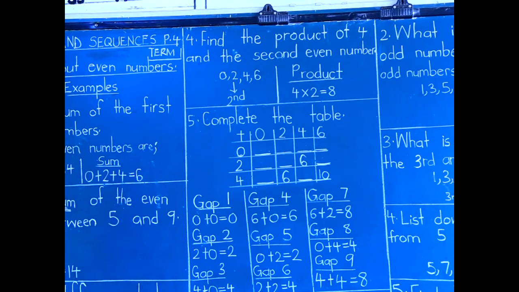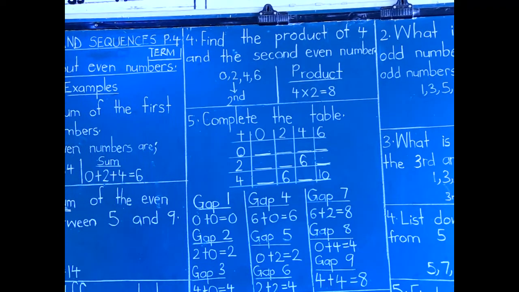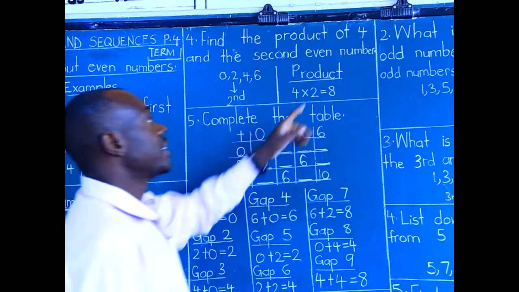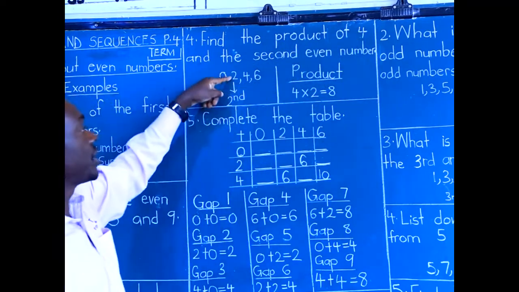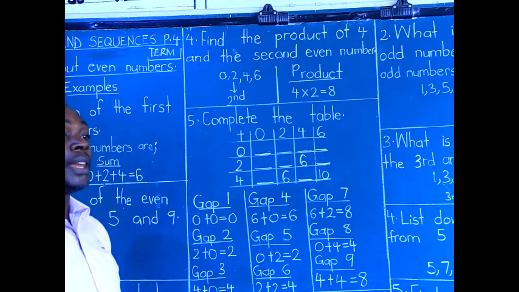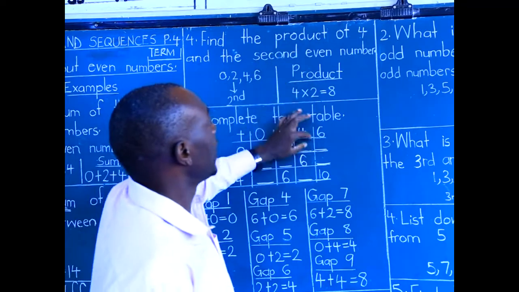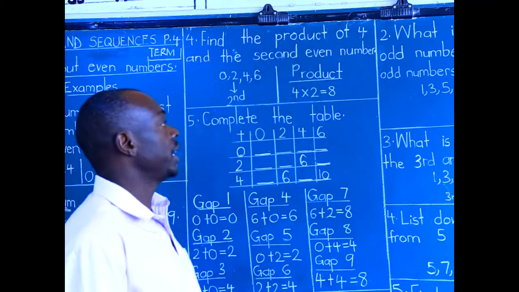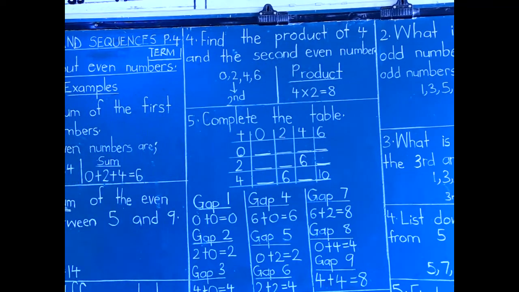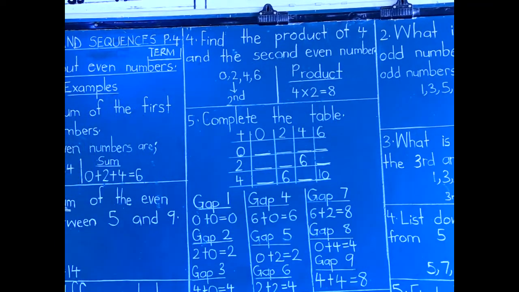Remember, product, as we said before, means the outcome after multiplying 2 or more numbers. Today we have got 2 numbers, that is 4 and 2, which has proved to be the second even number. So now multiply those two. Product, that is 4 times 2 is equal to 8. So the product of 4 and the second even number is 8, and in so doing, you will have answered.